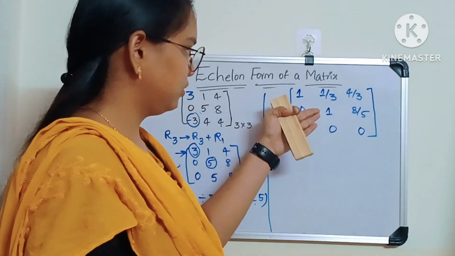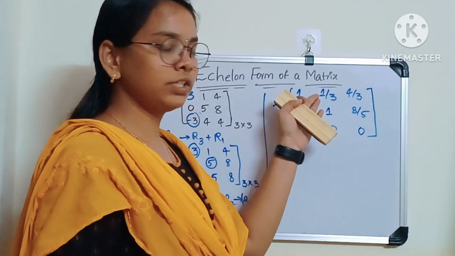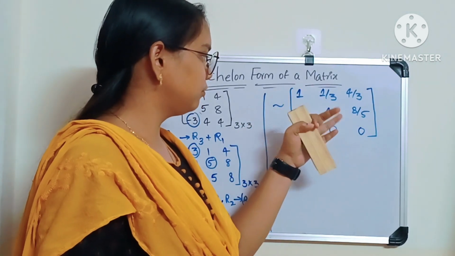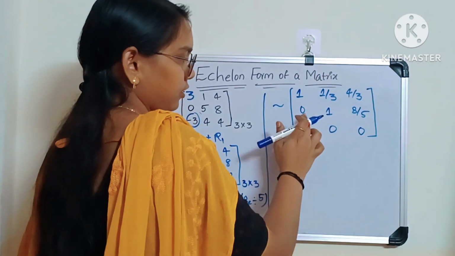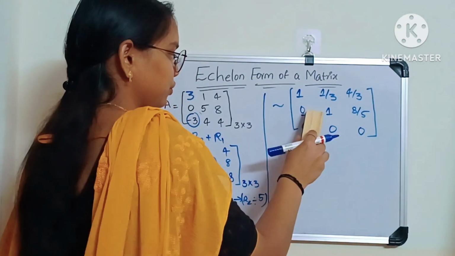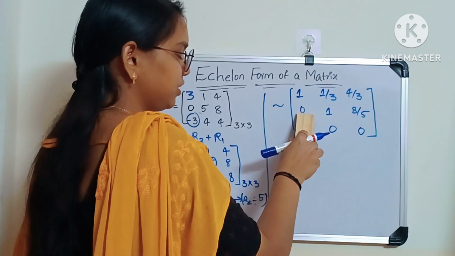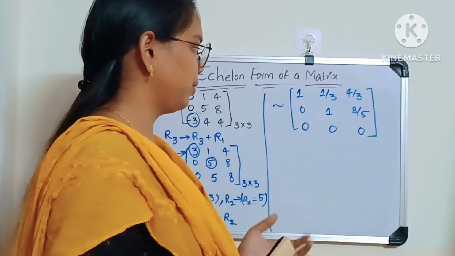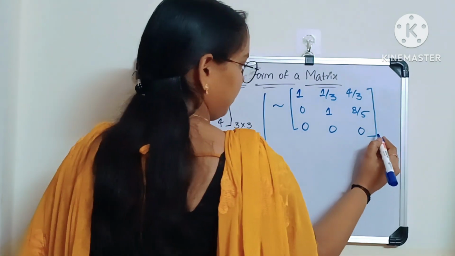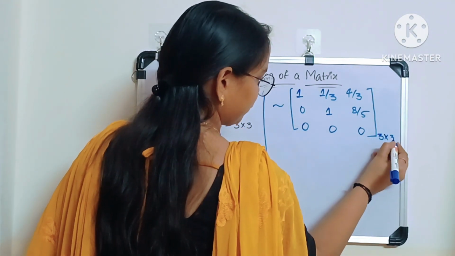We can't convert this row using R1, because if we convert this element into 0, then this element will be disturbed. That's why we want to get 0 at the start. That's why we can't do any more row operations. So this is the final matrix after row operations.